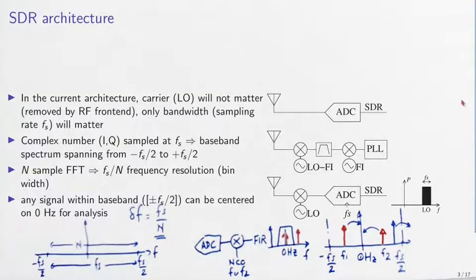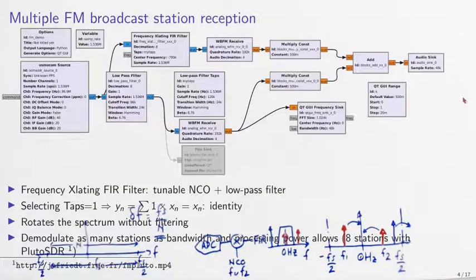And also, if we define some sort of spectral analysis leading to resolution delta f, then this tells us how many taps, how many coefficients in the FIR filter, will need to be identified. So let us discuss practically this consideration in the case of analyzing multiple broadcast FM stations.